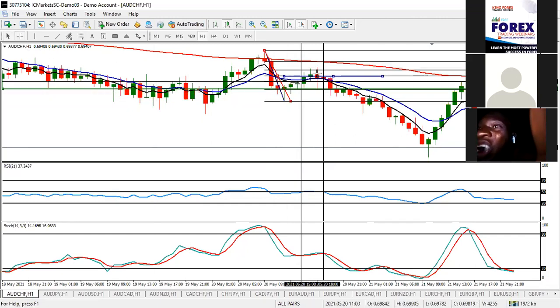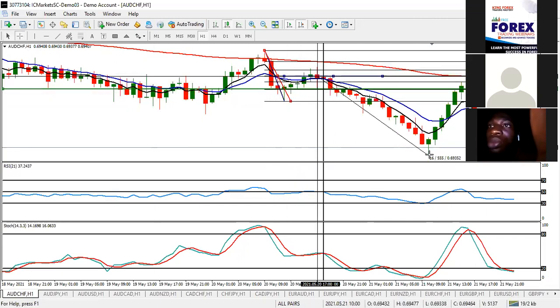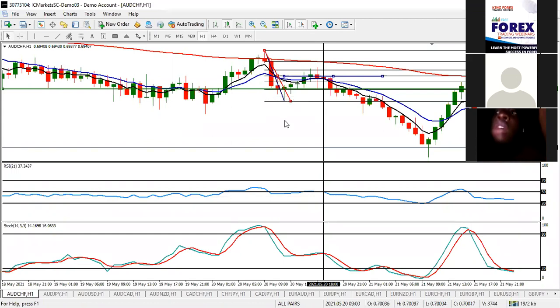So right here, we should have made 55 pips and risked just 20 pips. So that is about a ratio of 1 to 2.5, compared to risking 30 pips to make 50 pips. So guys, this is good information I want to pass across to you, and this is something that is going to be of huge help to you.